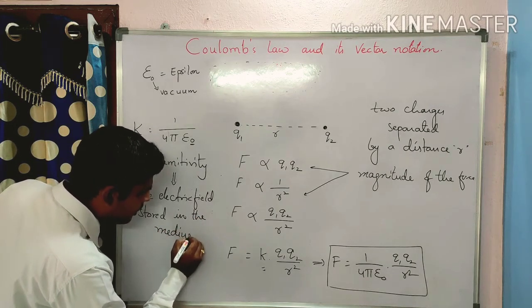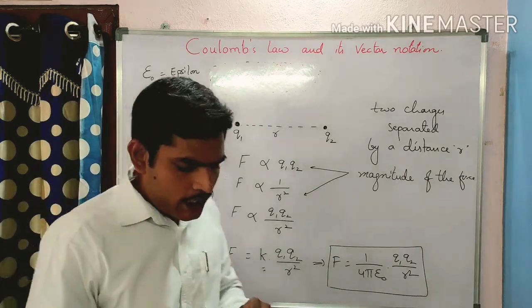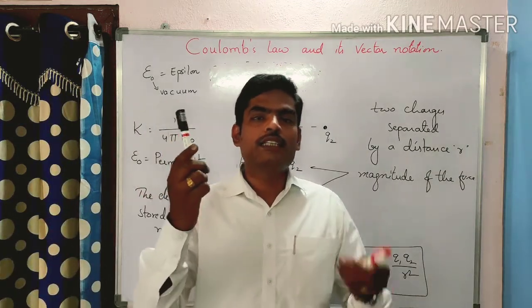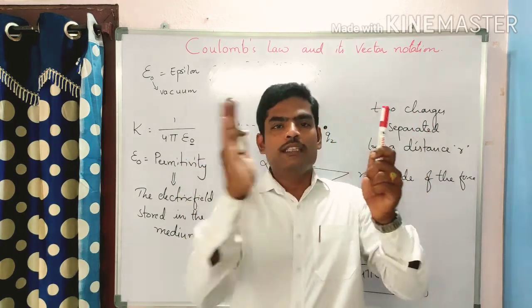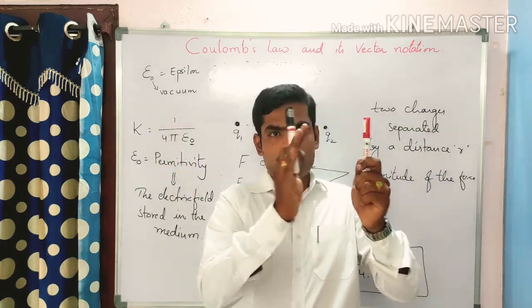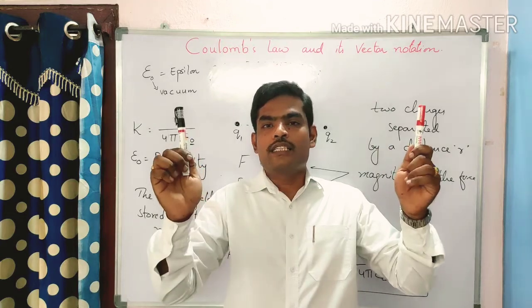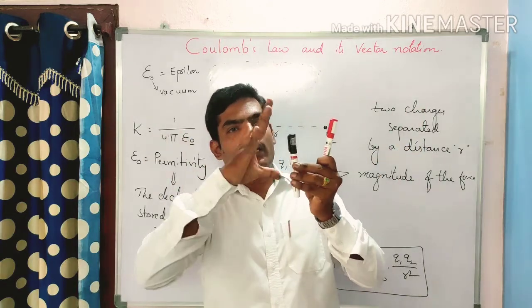For example, here two charges are there. This is one charge and this is one charge. These two charges are there in one medium. What is there between? Air is there. Between these two charges, air is there. This charge is giving some electric field.